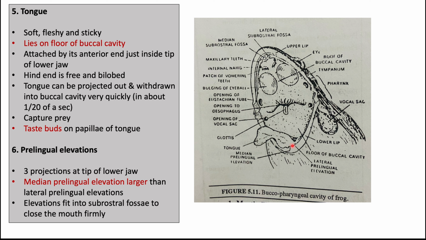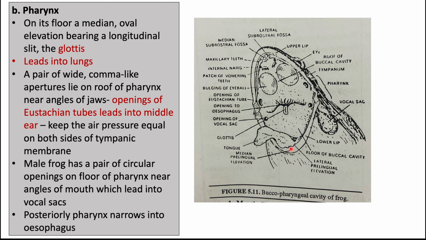Their important function is, as we have studied, that these three suprostral fossae help in keeping the mouth closed. What happens during respiration is that these elevations fit with these suprostral fossae, and they form a lock and key type junction. So they help in the closing of the mouth during respiration.